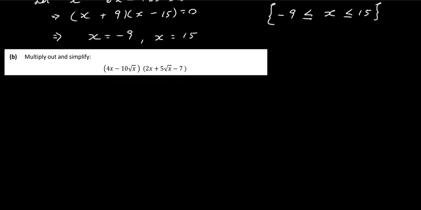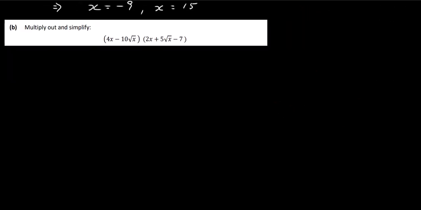Okay, let's have a look at part B. Multiply out and simplify. Okay, so all we've got to do here is multiply everything in the first bracket by everything in the second bracket. So what we're going to do is multiply 4x by 2x. Well, 2 4s are 8, x times x, x squared. Multiply 4x by plus 5 root x. Well, it's going to be plus anyway. 4 5s are 20. And then we have x and root x as well.